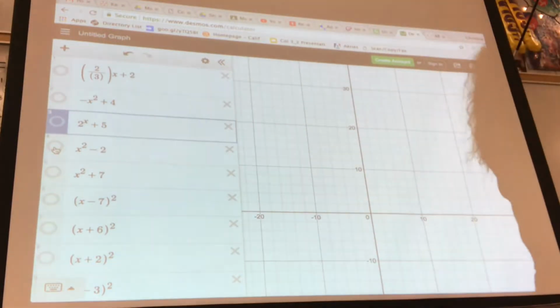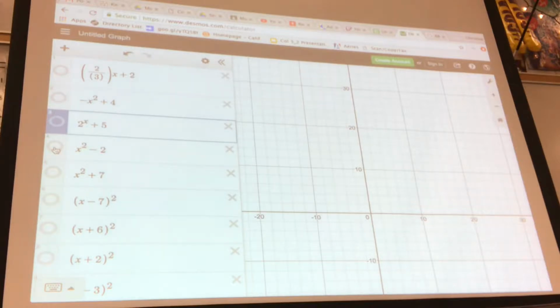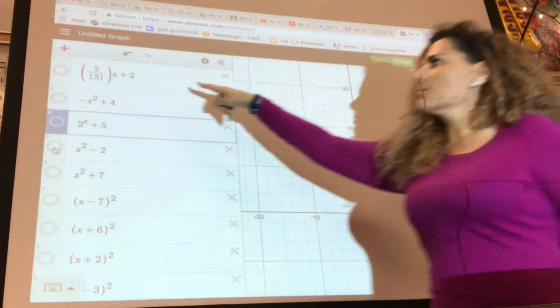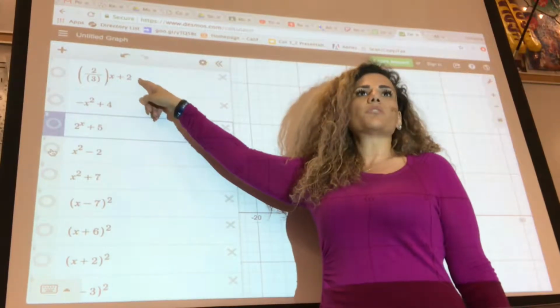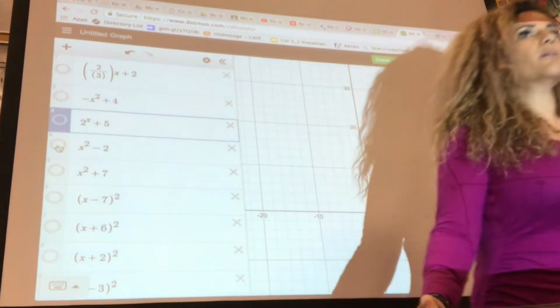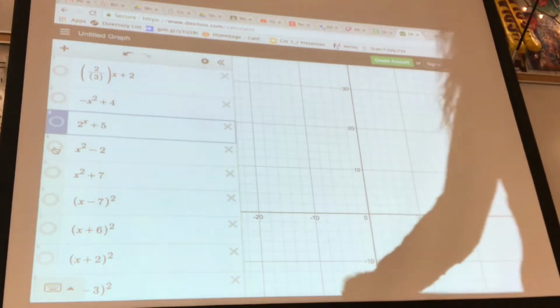All right. Now, do you guys see number 64 up here? Do you see how it says 2/3 x plus 2? Say yes or no. Do you see it? Yes. All right, Luisa, are you ready? I'm going to teach you how to put this into Desmos.